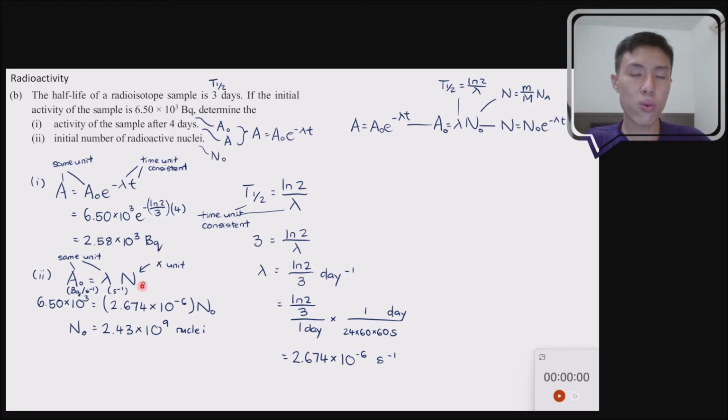Make sure when you're solving questions related to this chapter, make sure to check the units to be very clear in terms of unit. A and A0 same unit. Here the time unit needs to be consistent. Here because N0 is dimensionless, your A0 and your lambda should have the same unit. Becquerel is equivalent to per second. That's why you need to substitute lambda in per second in order to get your N0.